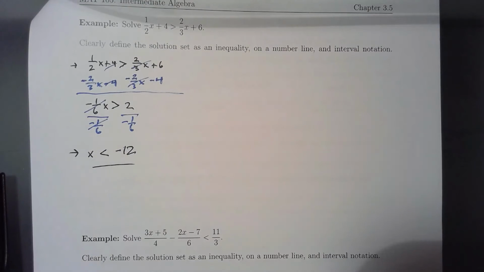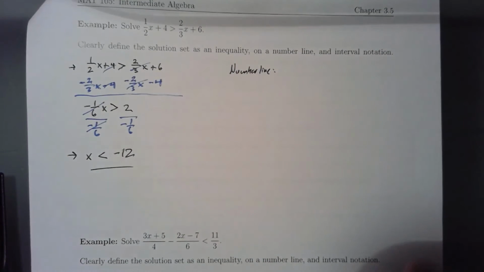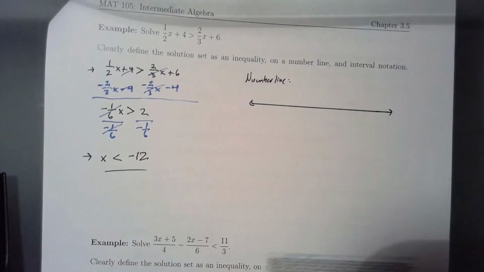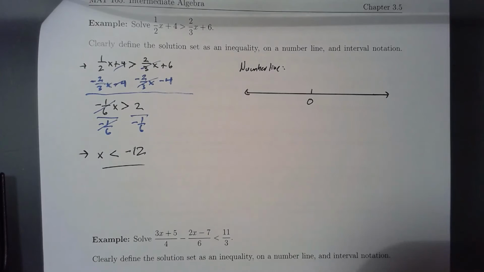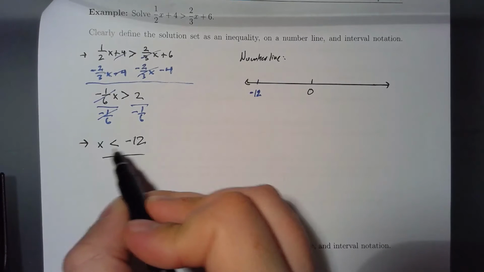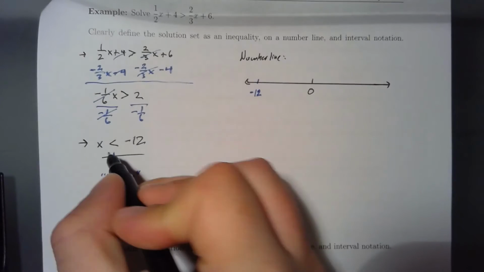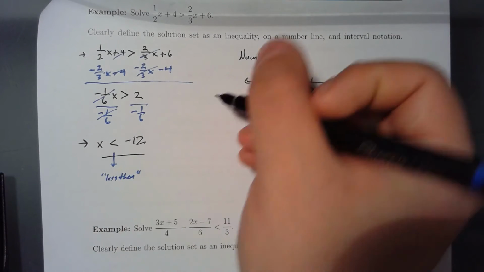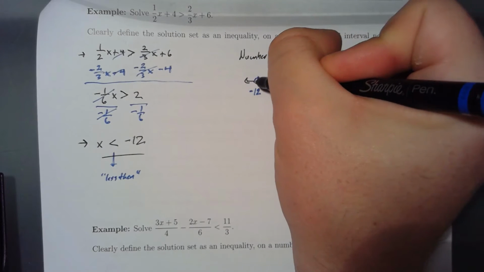Alright, so on a number line, I like to put 0. Negative 12 is over here somewhere to the left. And everything to the left of that is less than. It's just strictly less than. There's no line under here, so it's not less than or equal to, it's just less than. So because it's less than, negative 12 is going to have an open dot. And everything less than negative 12 is to the left.